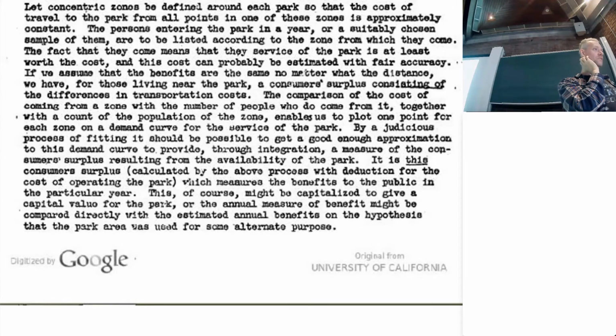By a judicious process of fitting it should be possible to get a good enough approximation of this demand curve to provide, through integration, a measure of the consumer surplus resulting from the availability of the park. It is this consumer surplus, calculated by the above process with deduction for the cost of operating the park, which measures the benefits to the public in that particular year. So there you have it. This is the travel cost method, and Hotelling not only gives you the principle but also how to do it.